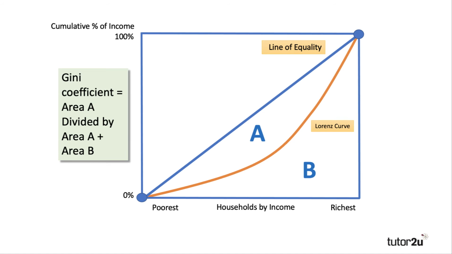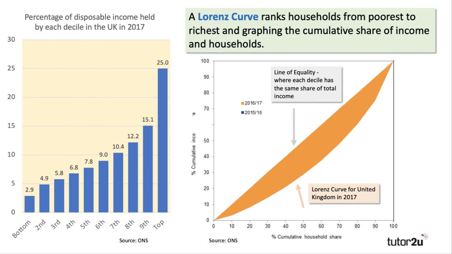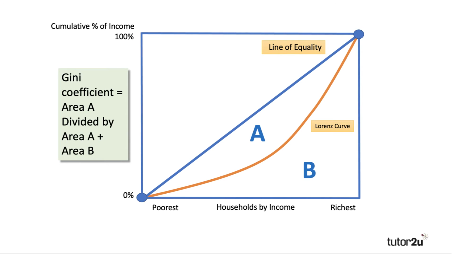Now, from a Lorenz curve, which I've put onto this diagram here, we can also create a Gini coefficient. The Gini coefficient, a measure of inequality, is equal to the area A divided by the area A plus B. So the bigger that area A, the orange shaded area for the UK shown here, the greater the income or wealth inequality in a country.